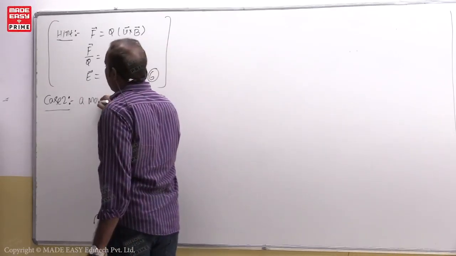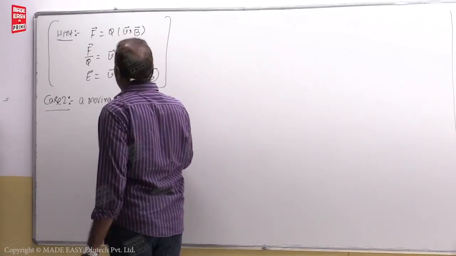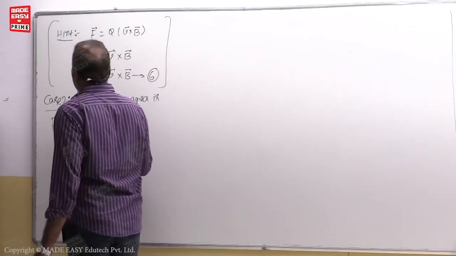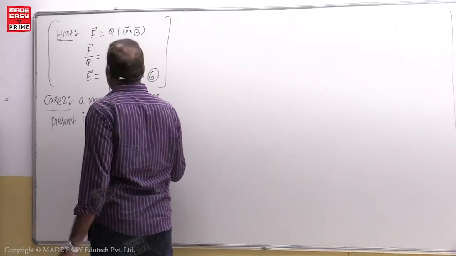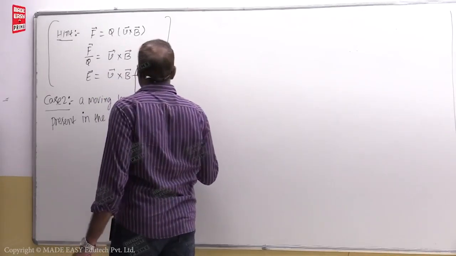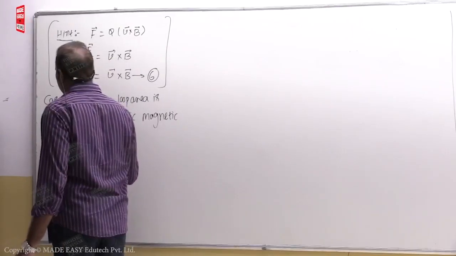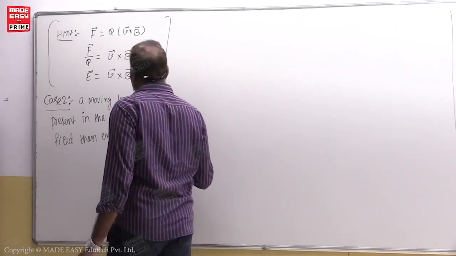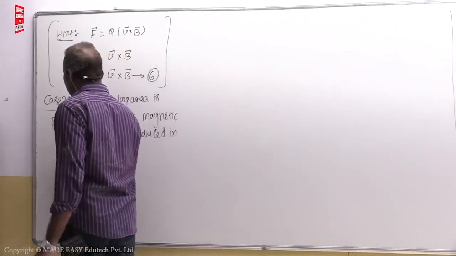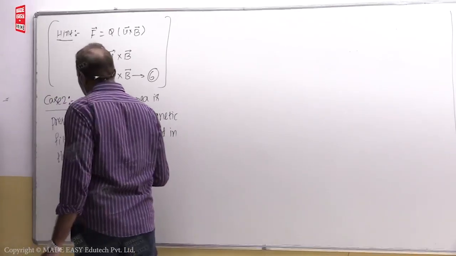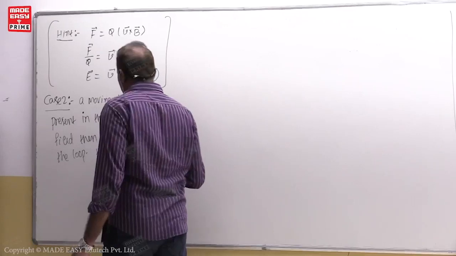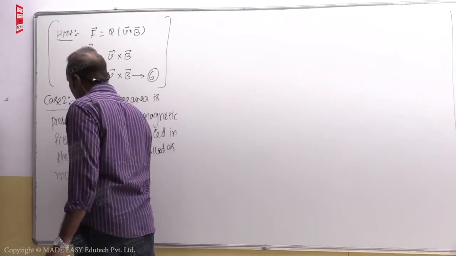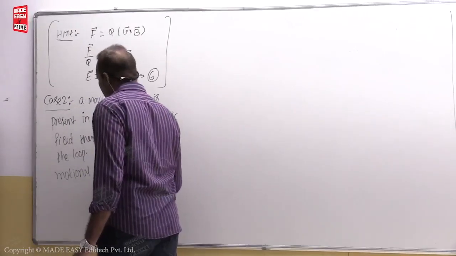So a moving loop area is present in the static magnetic field. Then EMF is induced in the loop. This EMF is called motional EMF because the loop is moving, that is why motional EMF.